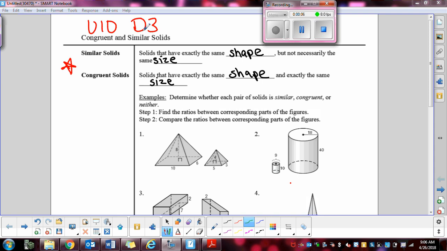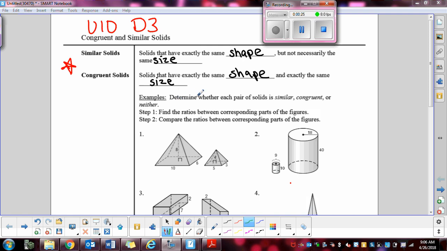This is congruent and similar solids. Also, we're going to change dimensions. A similar solid is a solid that has the same shape, but one might be smaller and one might be bigger. So they're not going to be the same size. A congruent solid is going to have the same shape and the same size.